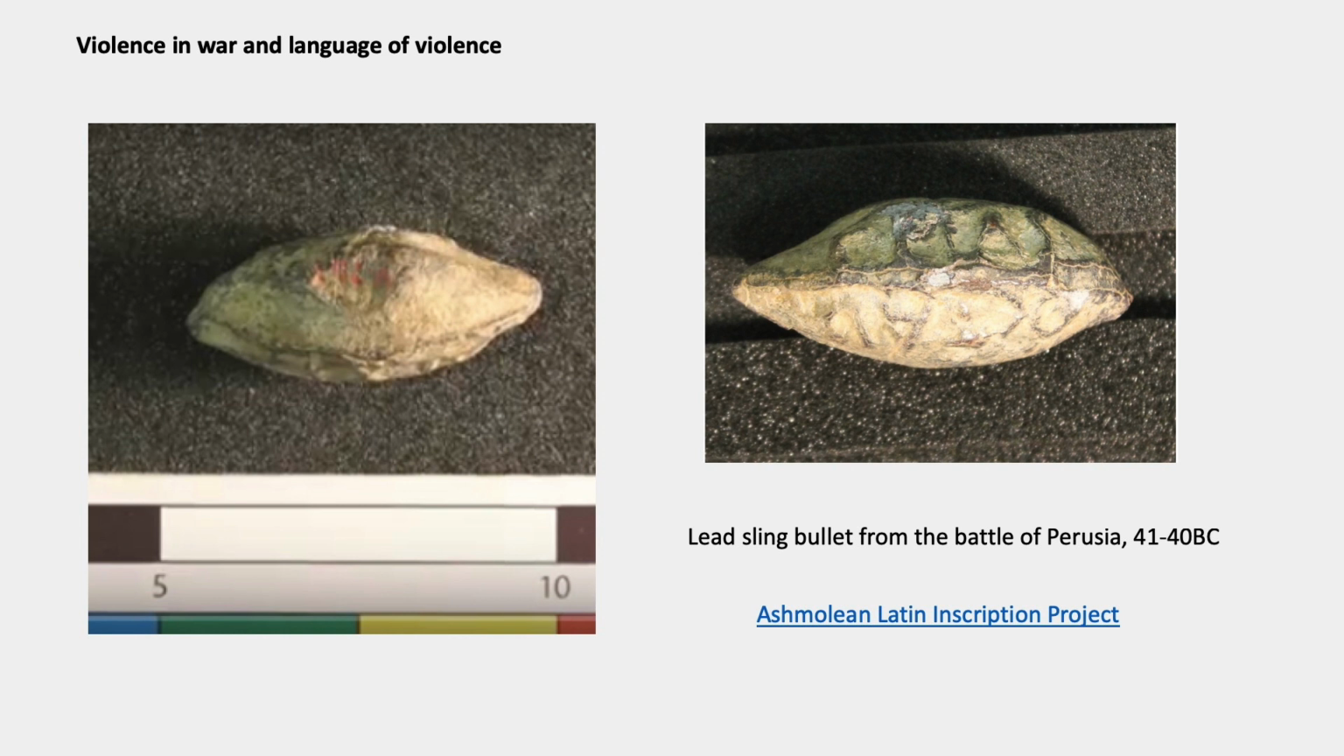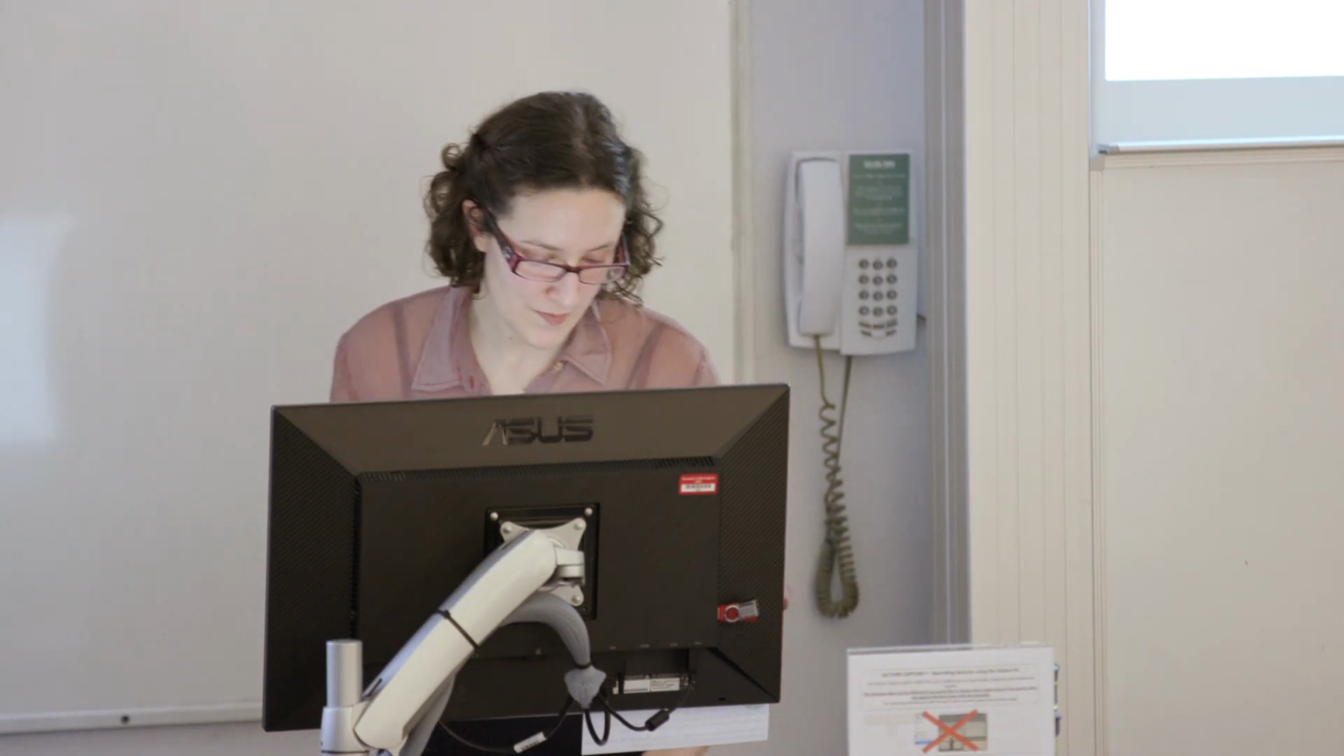And these particular bullets come from the Battle of Perusia, which was fought against Octavian's forces on one side, and Mark Antony's forces represented by his brother Lucius and Fulvia on the other. And we know from Appian that the forces of Octavian had the advantage of using missiles whilst they were besieging the town, and the Antonines had gladiators who were better at hand-to-hand combat. But we know that both sides were using sling bullet ammunition. The question is, what do these bullets say?